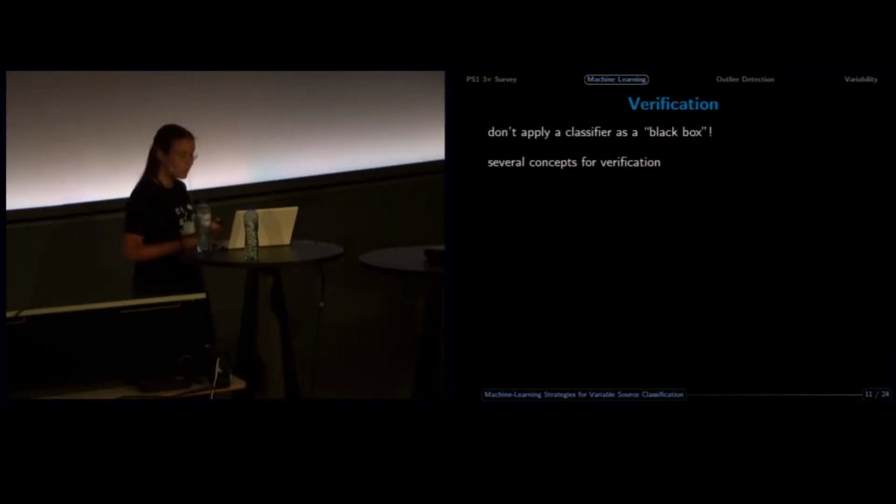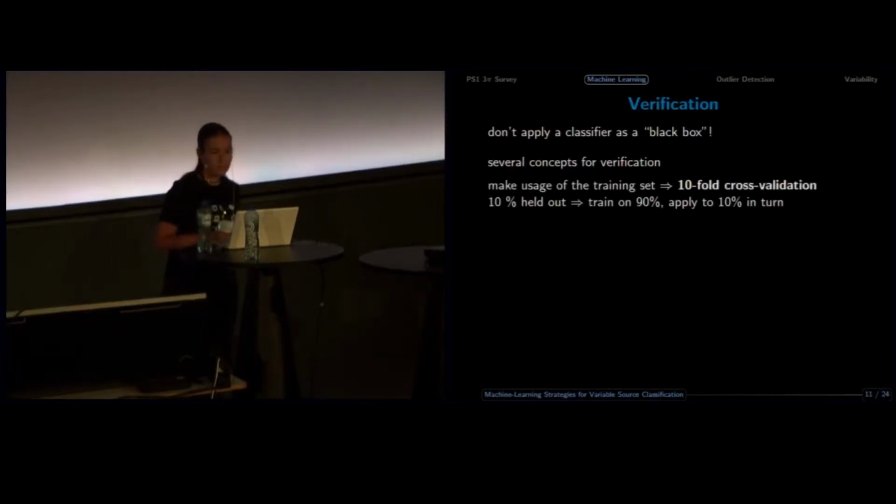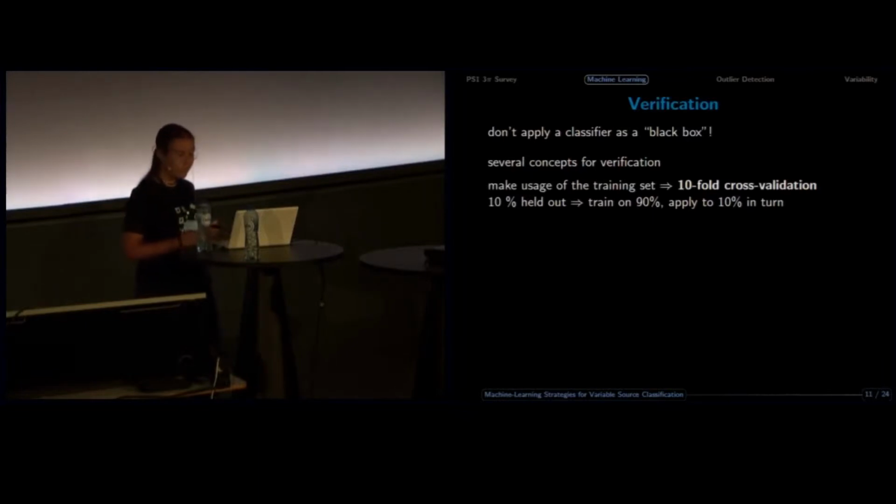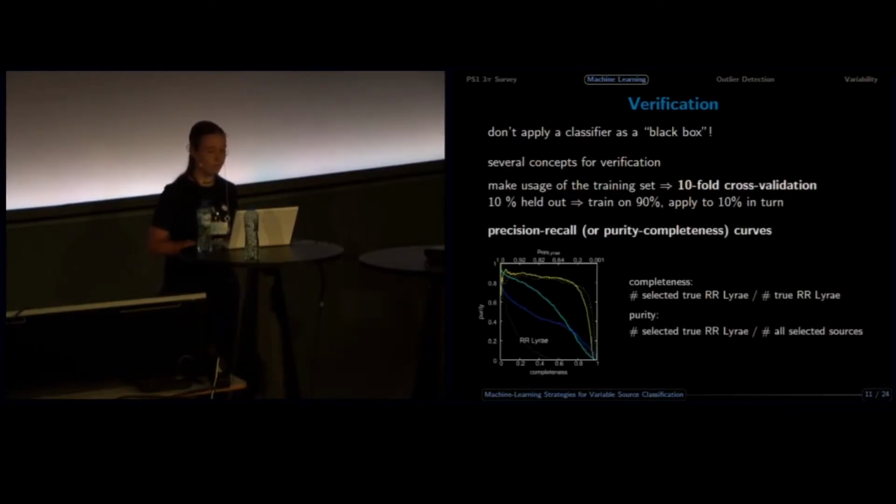So there are several concepts for verification. For example, making use of a training set to carry out a so-called tenfold cross-validation. This means 10% of our training set is held out. This shouldn't affect the build-up of the internal structure of the classifier a lot because we have so much training set data. Then the training is carried out on the remaining 90%, and we are applying it to the 10% holdout in turn. And then what we get is something we call a precision recall curve. This gives us information about how well our classifier works.